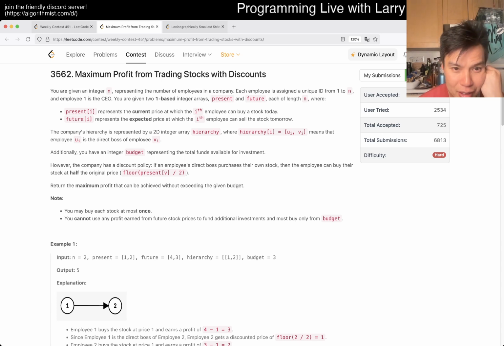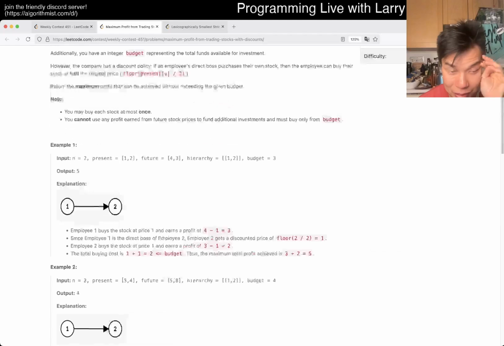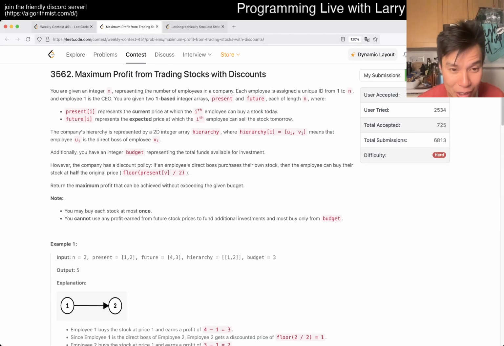You have your budget, total fund for investment. However, if the direct boss purchased their own stock, then you get it at half the price. What is going on with this problem? Okay, there's just a lot of things going on. Return the maximum profit that can be achieved without exceeding the given budget. Okay.